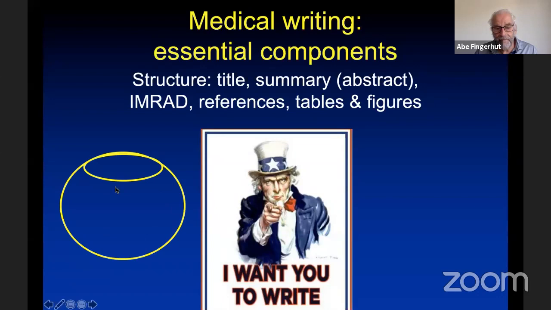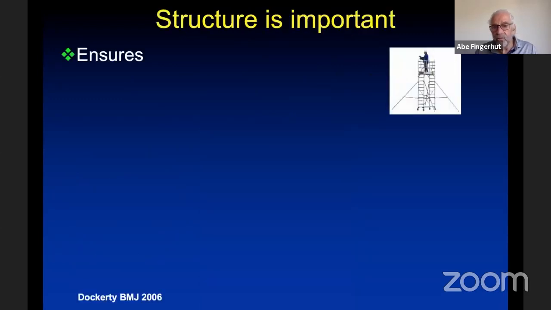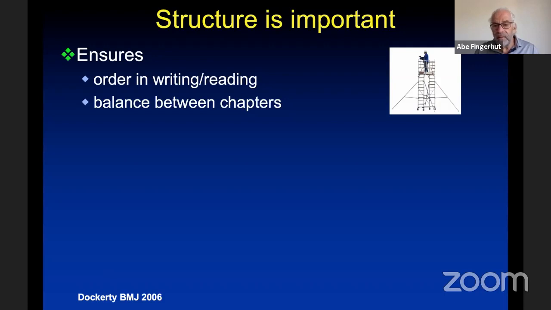But once again, as with the glass bowl, we're looking at the glass structure that holds the water for the goldfish. Structure is very important because it ensures that we have an order. You saw that the introduction comes before material and methods. Afterwards, we have results. Afterwards, we have the discussion. We have an order when we compose, rather than write, or when we read. It also ensures that there's a balance between the chapters that we've just talked about. It makes sure that everything is included. We know we have to have some results. We know we have to have some methods.